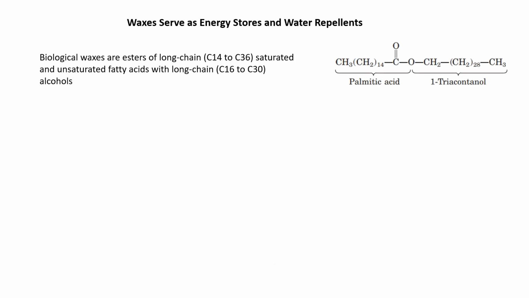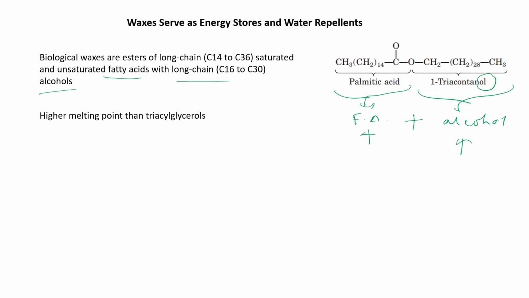Now waxes. Waxes serve as energy stores and are water repellent. Biological waxes are esters of long chain saturated and unsaturated fatty acids with long chain alcohols. Like this, this is palmitic acid, which means this is a long chain fatty acid. This is an alcohol. With the suffix -ol only, you can identify that this is an alcohol. So what are waxes? Waxes are a combination of fatty acid and alcohol. Compared to triacylglycerols, they have a higher melting point, as the name suggests.